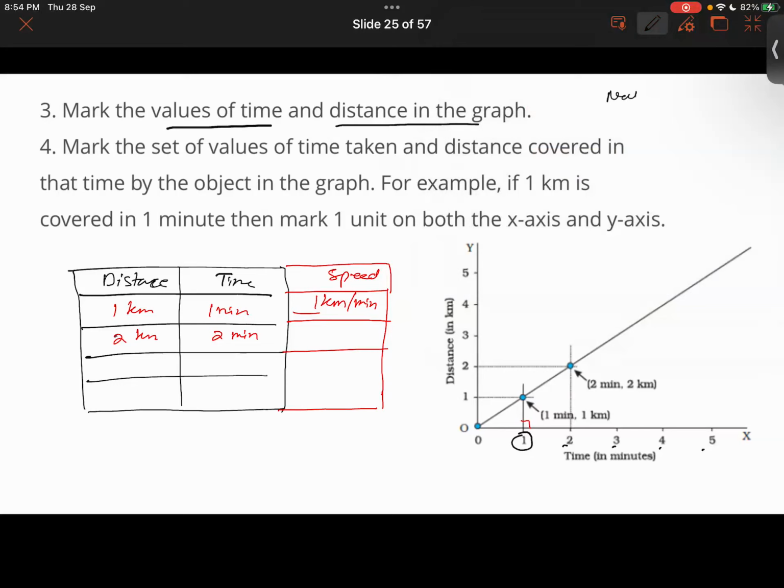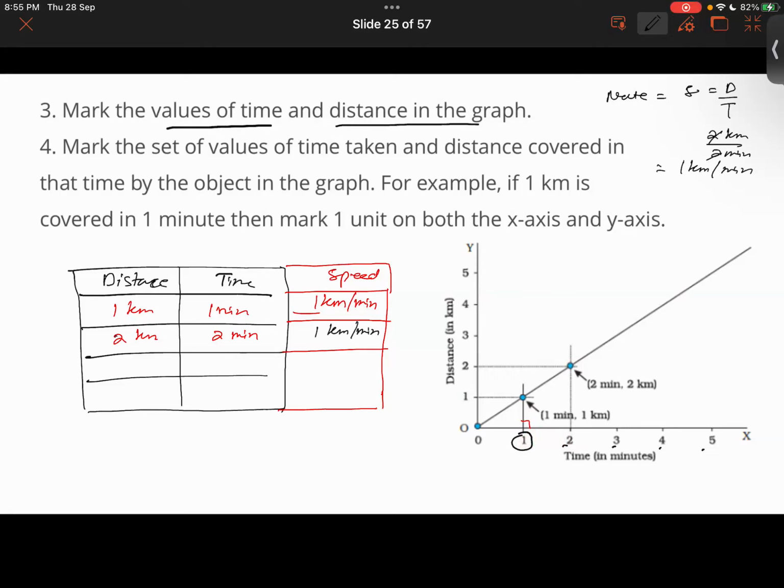What did you just say? I just said that the distance traveled by the body at 2 minutes was 2 kilometers. So at that point, what would be the speed of the body? 2 kilometers per 2 minutes, or it's better to say 2 kilometers upon 2 minutes. So the two gets cancelled: 1 kilometer per minute here. Even after a difference of 1 minute between 1 and 2, the speed remains the same, 1 kilometer per minute.